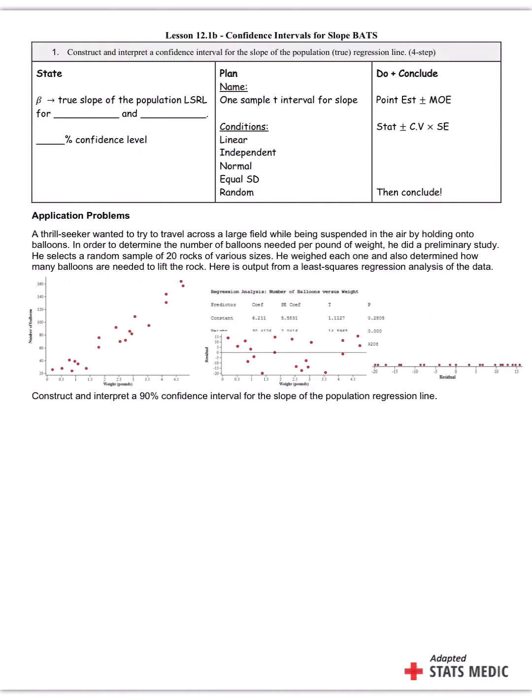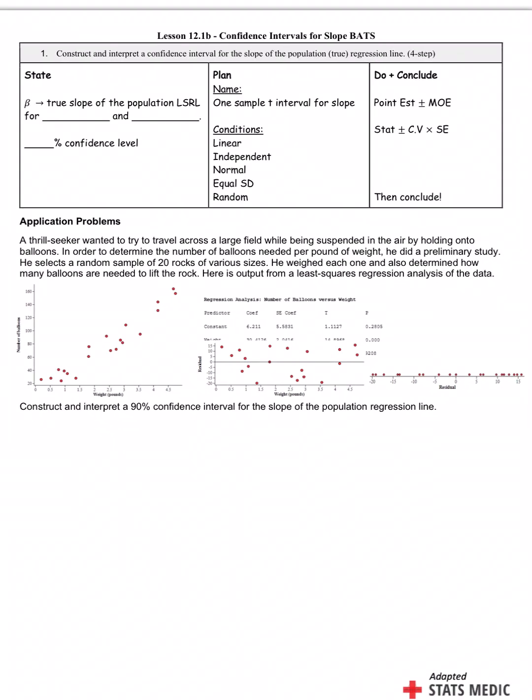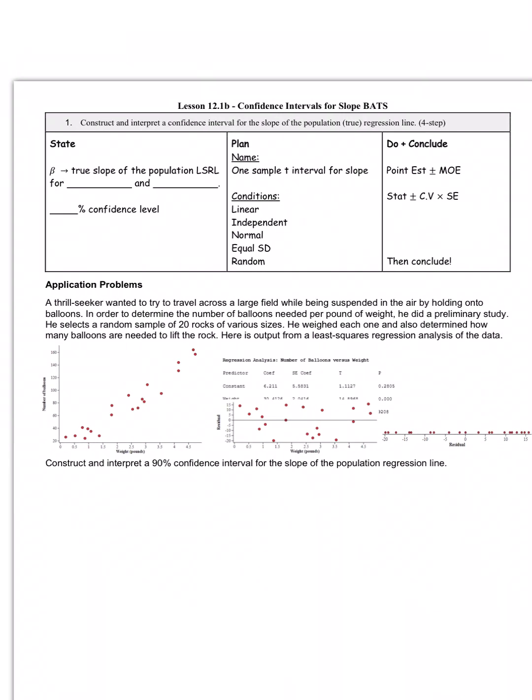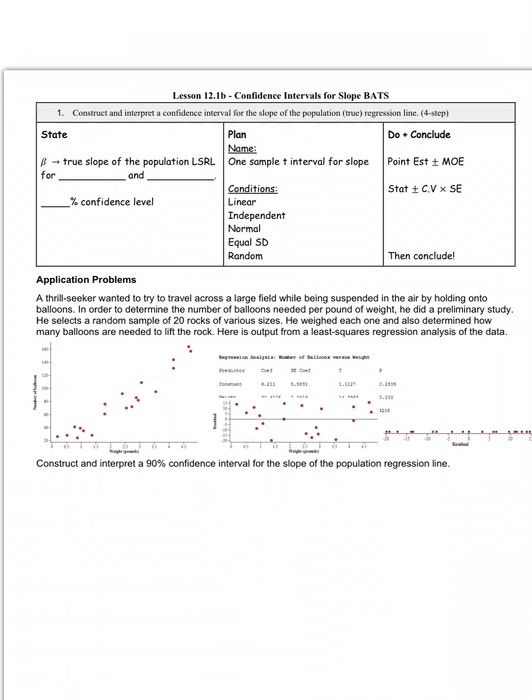All right. We're going to just do the top of this page, and then we'll start tomorrow with the practice confidence interval just to kind of warm us up. And then we'll do the same thing but with a hypothesis test. And that's all of 12.1. It's really not bad at all. Okay? So when I do my state plan do conclude, when you do state, you're going to say beta is the true slope of the regression, or LSRL, for what do you suppose? Explanatory response. Yeah, X in context and Y in context. And then you can name the confidence level that you're trying to achieve here.